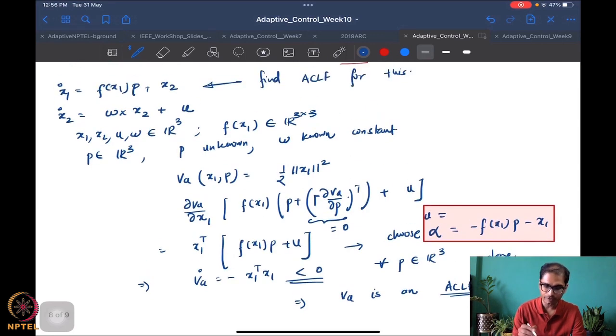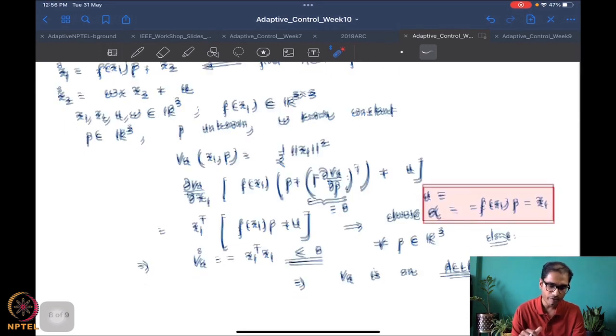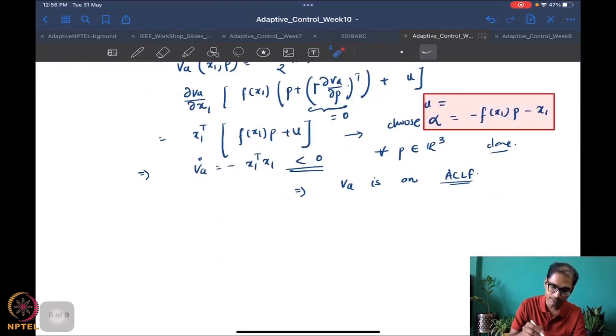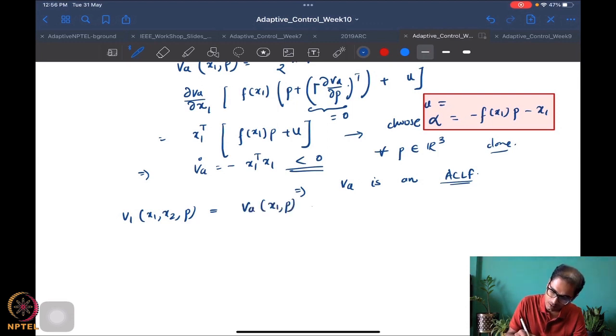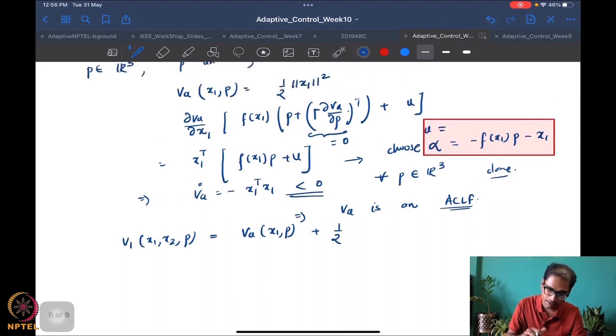So remember, I replace the first state with the control here, because that's how you would find an ACLF for the first system. Now the question is, how do I find the ACLF for the second system? You know the method, right? Now V1 of X1, X2, P is simply V_A of X1, P plus the backstepping error term.